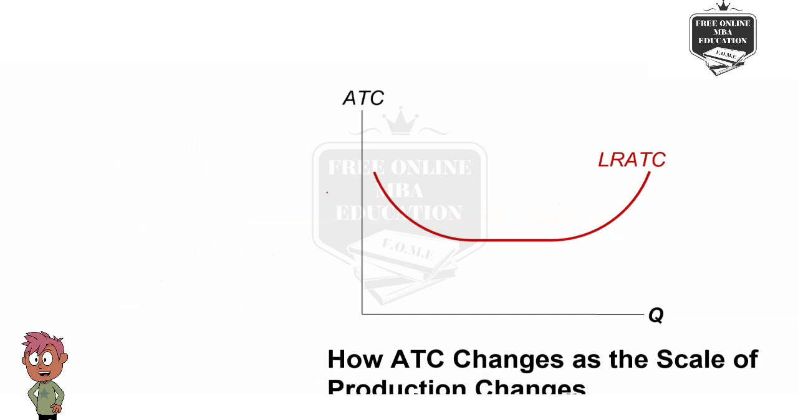right? So as your scale of production expands over a period of time, obviously, because when we are talking profits, when we are talking business, we always see that a person is going to expand, right? No business is going to operate if there is no expansion or if there is no chance to earn a profit, right? So this is how a typical average total cost curve might look like.